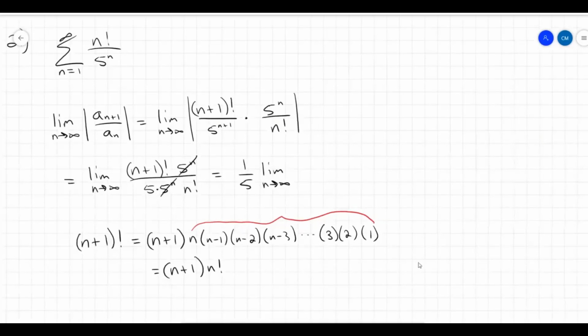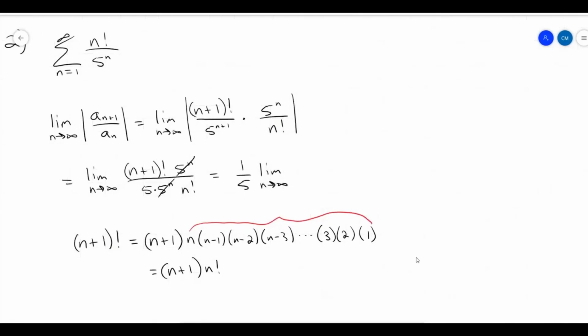And so with that in mind, how should I finish this? I should write the n plus 1 factorial as n plus 1 times n factorial. And then I still have that n factorial there. But look what happens there. Those now can cancel, right? And now I'm just left with this limit, right? The limit of n plus 1. Well, what's that limit? That's infinity, right? I'm going to infinity. I got an n plus 1 there. The 1/5 isn't going to do anything, so infinity.